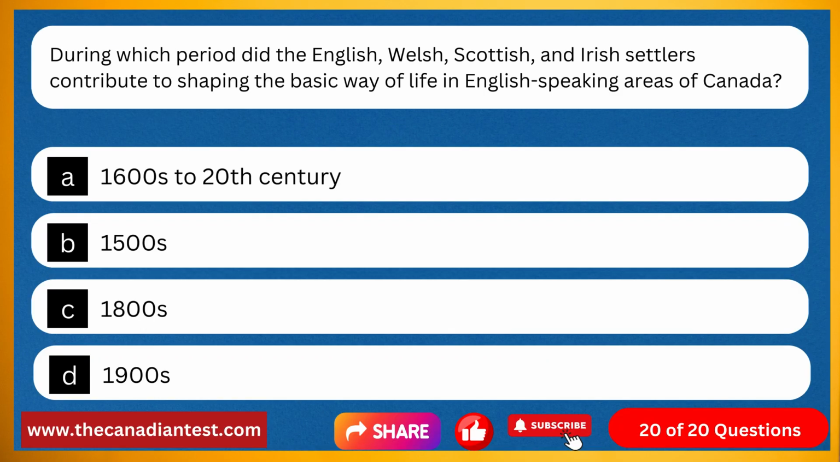Question 20. During which period did the English, Welsh, Scottish, and Irish settlers contribute to shaping the basic way of life in English-speaking areas of Canada? Option A, 1600s to 20th century. Option B, 1500s. Option C, 1800s. Option D, 1900s.